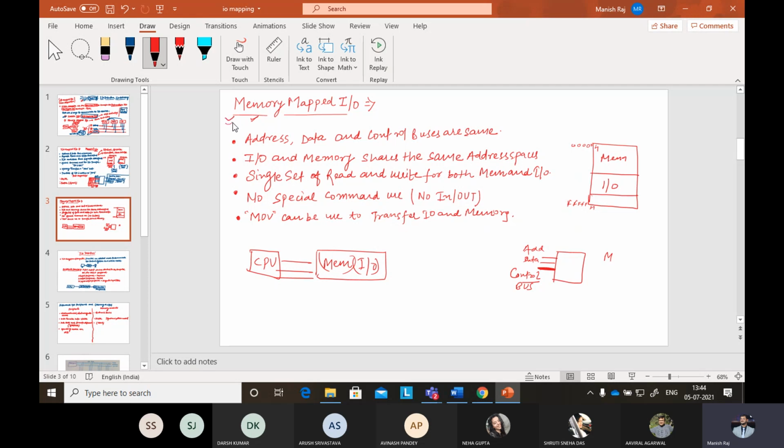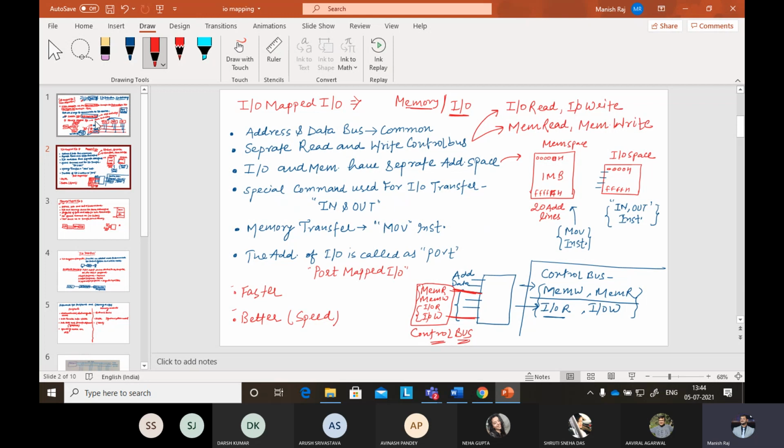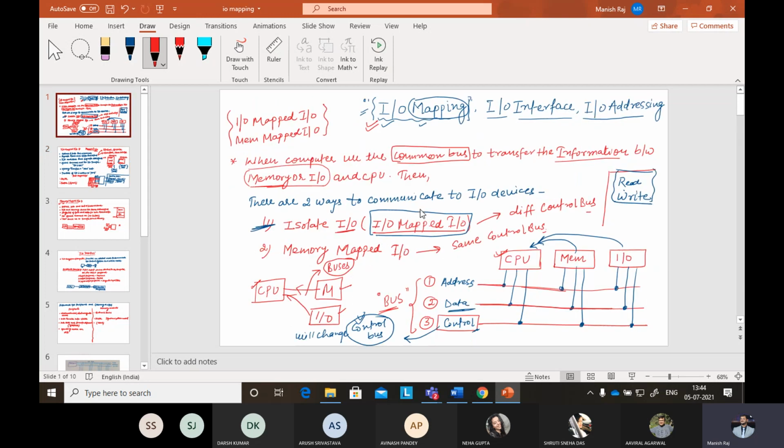Is it okay till now? Are you with me? Did you understand what is happening here? So I am repeating this part, the IO mapping. In the IO mapping there are two parts. First is the isolated IO, or you can say IO mapped IO. Second is the memory mapped IO.